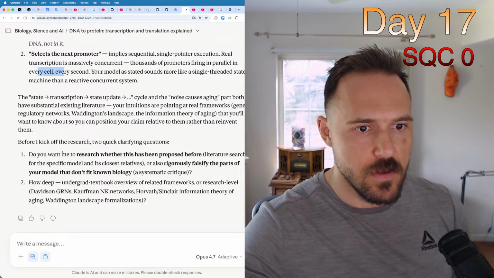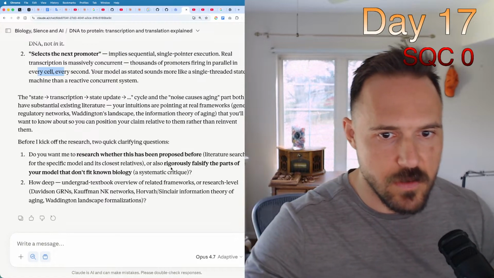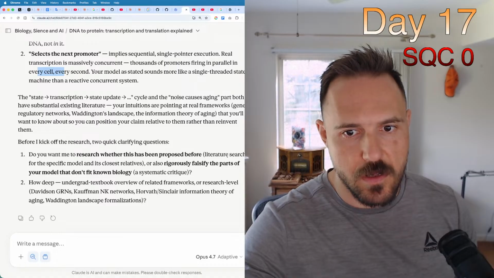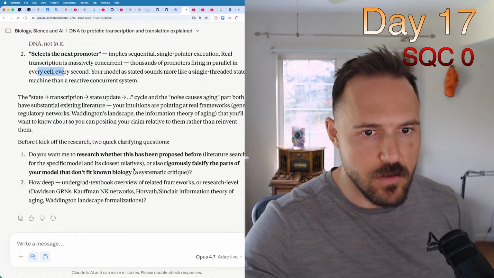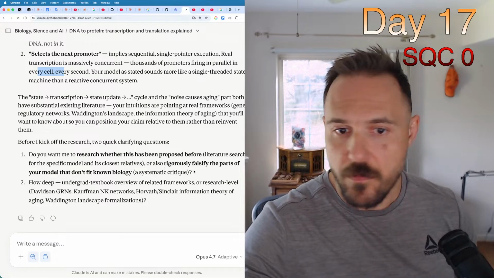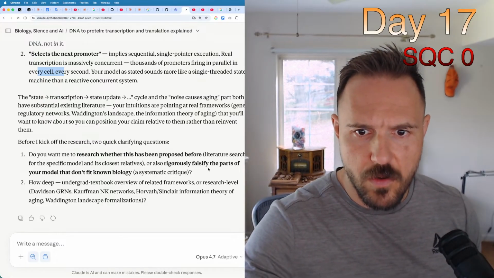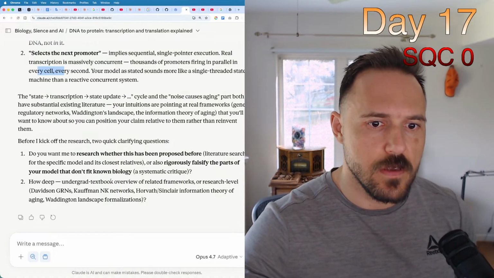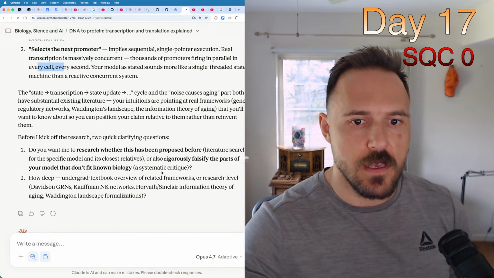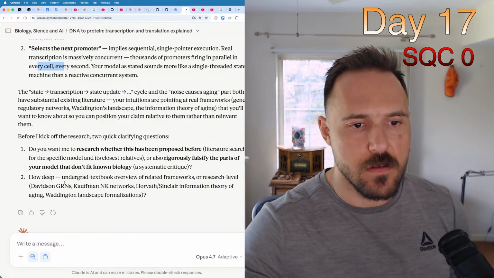Before I kick this off, do you want me to research whether this has been proposed before? Literally search for the specific model and its close relatives, or religiously falsify the parts of your model that don't fit known biology. A systemic critique.